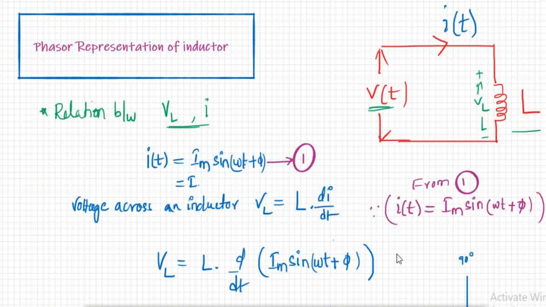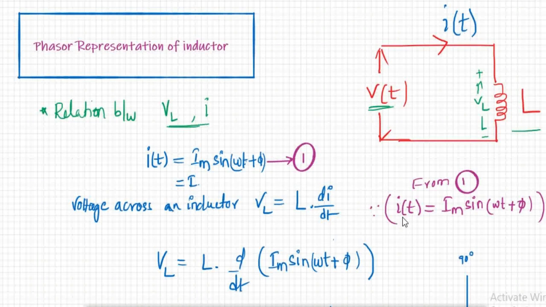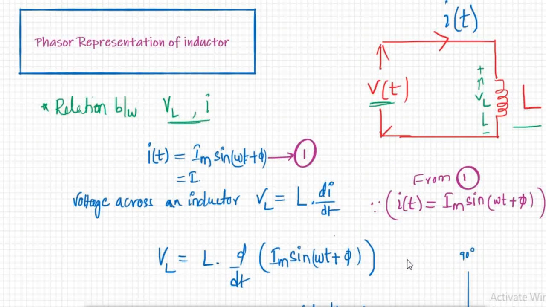So I am assuming i of t is the current flowing through the inductor, which is given by Im sin(omega t plus pi), which is being represented with capital I. So the phasor representation will be Im at an angle of phi.